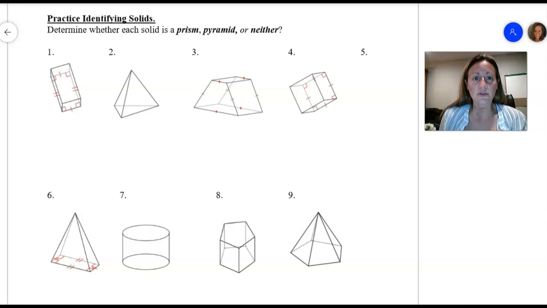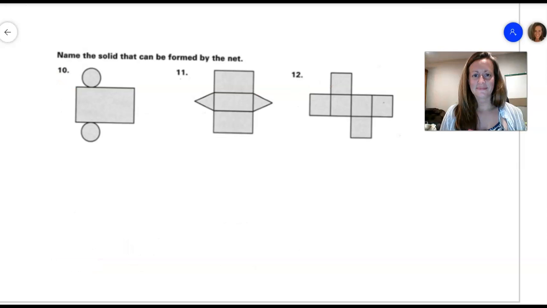Okay, so with an introduction to what is a prism and what is a pyramid, I would like you to look through these 8 figures and determine whether each one is a prism or a pyramid, or maybe neither. Maybe it's something else. Take a few minutes to think about that and answer the question in the video.